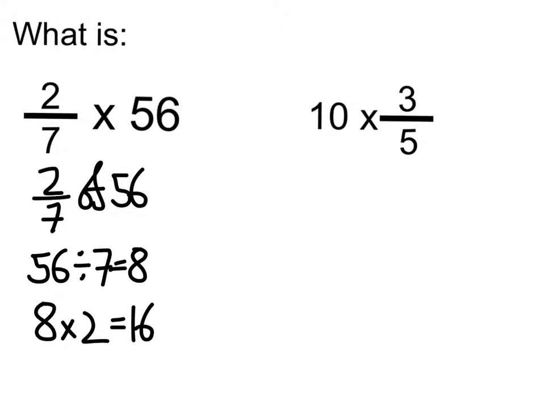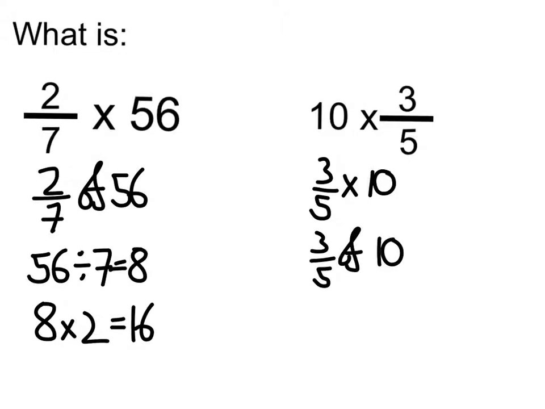Let's look at this second example, 10 multiplied by 3/5. Now, we can write that the other way round. Multiplying, it doesn't matter which way round we put the numbers in. So again, that is saying 3/5 of 10.